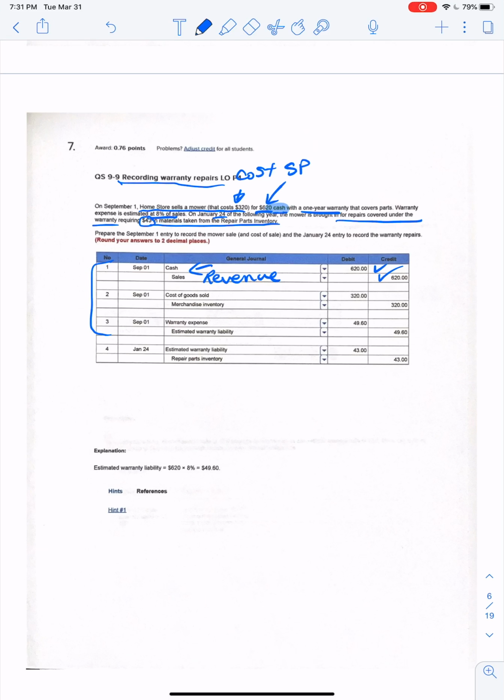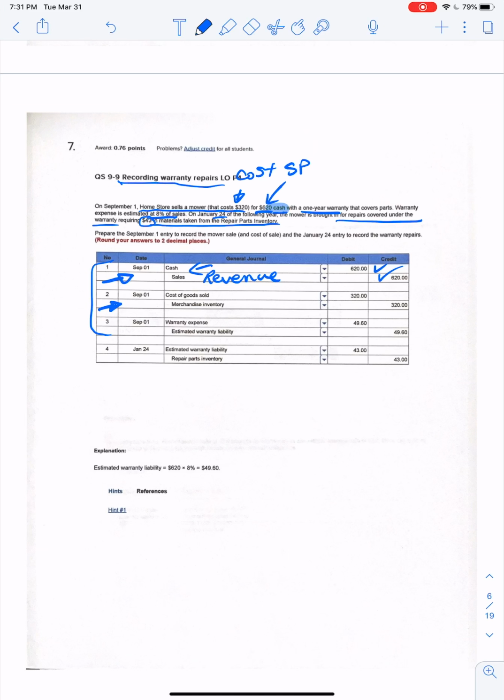Now, the next thing that we want to look at is how do we handle the cost? So the assumption here is that we're using what is called a perpetual inventory system. And anytime you have a perpetual inventory system, what that means is that you actually have 2 journal entries every time you make a sale. So you first record the sales revenue, and then we're going to deal with the cost associated with that sale.